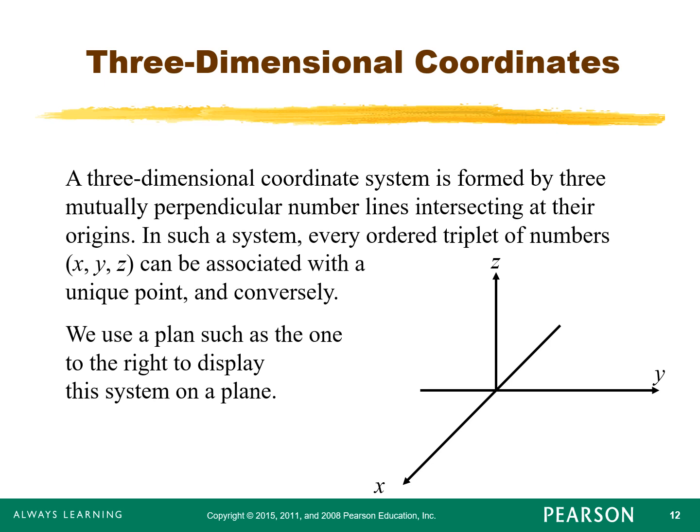The three-dimensional coordinate system is formed by three mutually perpendicular number lines intersecting at their origins. In such a system, every ordered triplet of numbers x, y, and z can be associated with a unique point, and conversely. We use a plane such as the one to the right to display this system on a plane. Actually, we use this mostly in the plane, but it's most commonly used in 3D coordinates.